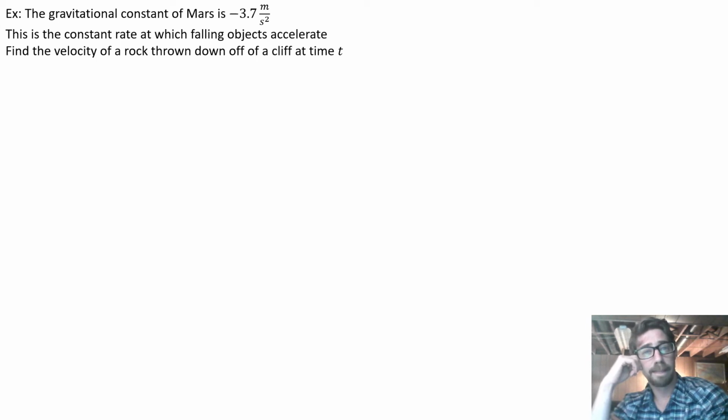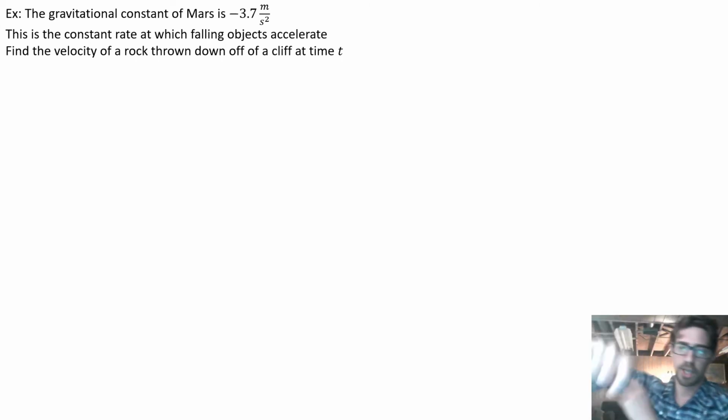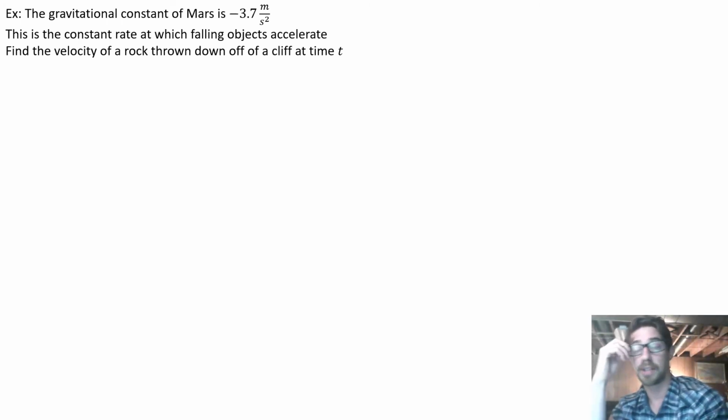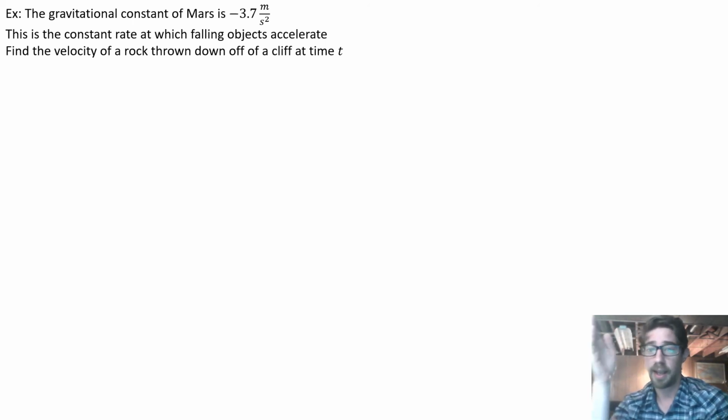So that's A. That's the object's acceleration. So we want to find the velocity. So I'm standing on top of a cliff and I chuck a rock down off it. Maybe I just drop it, maybe I throw it. And I want to find the velocity of that thing at time t. So this is the first thing we did in this class, except now we're doing it backwards and on Mars. So I think that's appropriate.